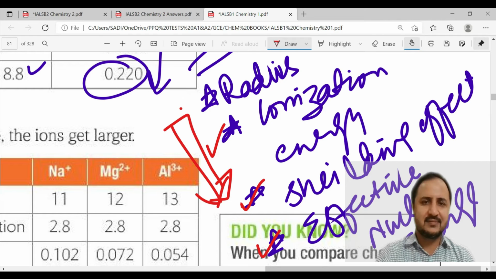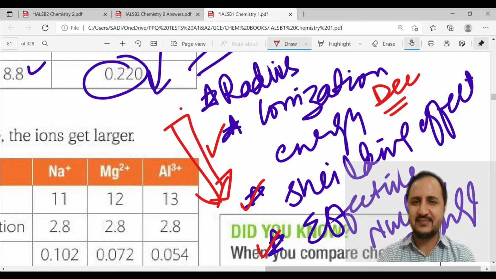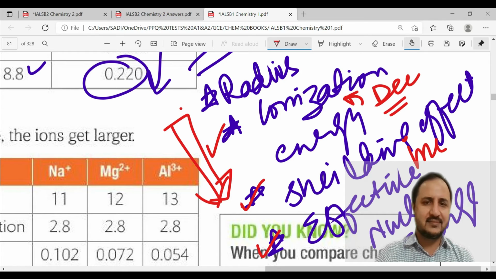So what is happening to the ionization energy down the group? The ionization energy decreases down the group. Then what is happening to the shielding effect? The shielding effect is increasing down the group. And the reason for that is because more and more shells are there. So the electrons at the outer shell are repelled by so many other electrons. That's called shielding. The inner electrons don't want the outer electrons to be attracted by the nucleus. The inner electrons are covering the nucleus from them.